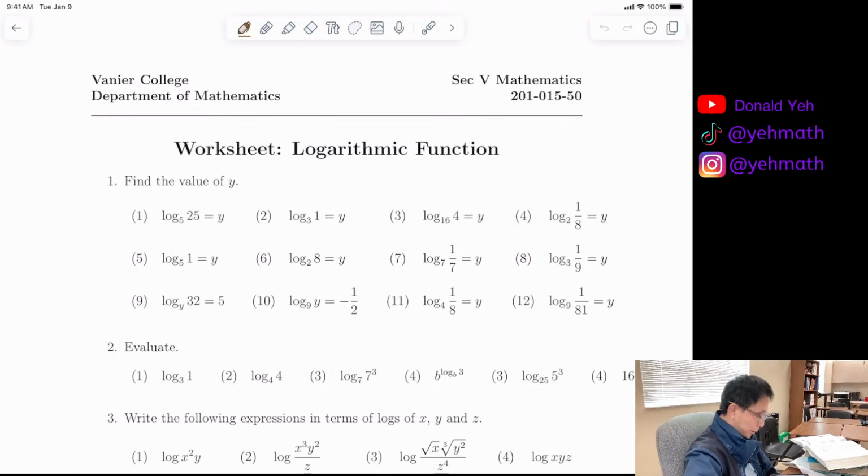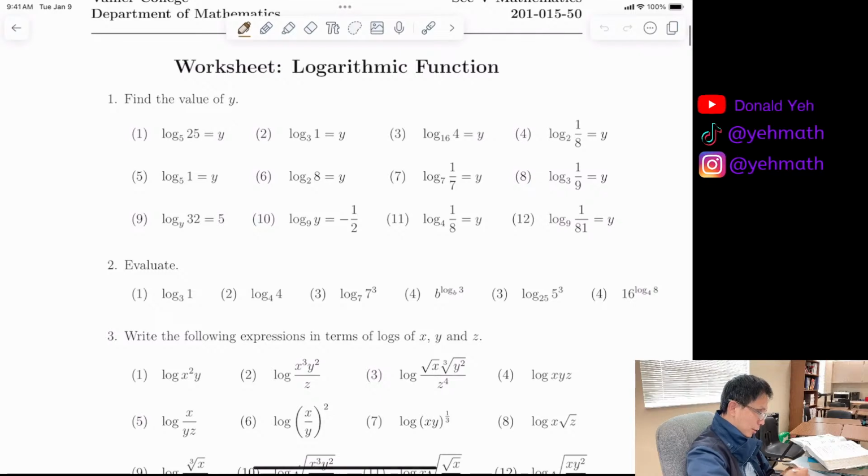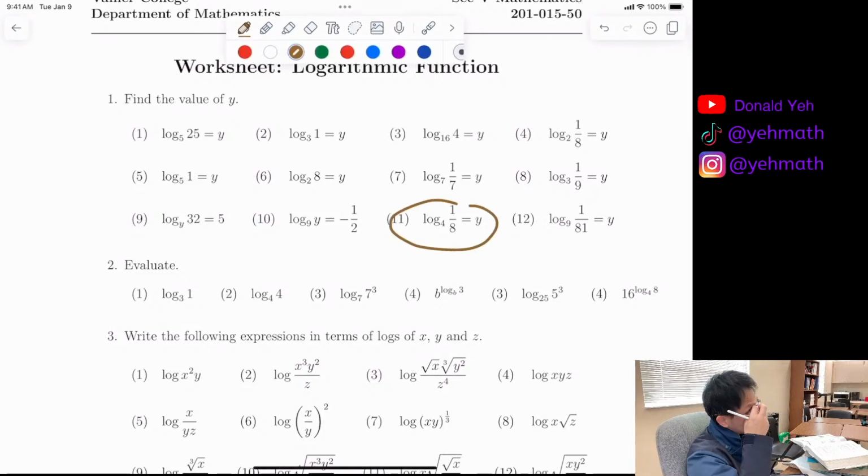SAT's gotten dumber. All right, so can you guys answer 11? Write down the answer. Don't shout it, Nathan. If you shout it, other people stop thinking. Draw the graph of every logarithmic function. You should know how to do that.